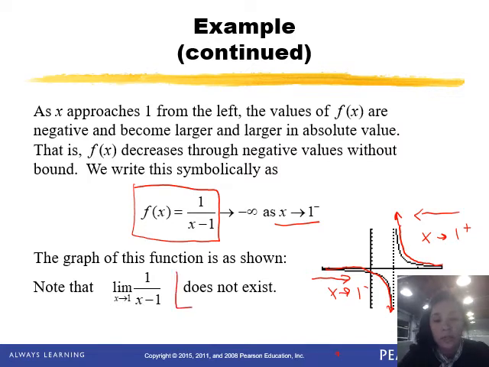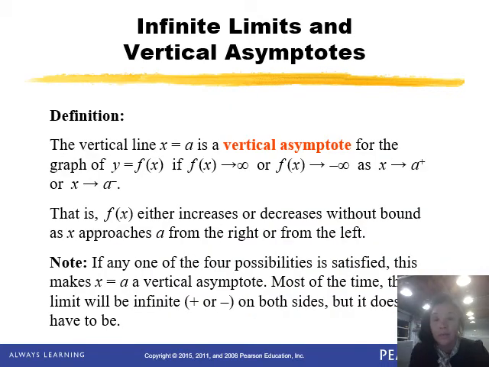And so you can see that the limit does not exist. However, you see this dotted line right here, and this is called a vertical asymptote, because it's a straight line, and we're going to talk about that in our next slide. That vertical line, x equals a, is a vertical asymptote. Even though the function does not have one limit, as x approaches 1 from the right, it goes to positive infinity, and as x approaches 1 from the left, the function goes to negative infinity. But they both approach this vertical asymptote.